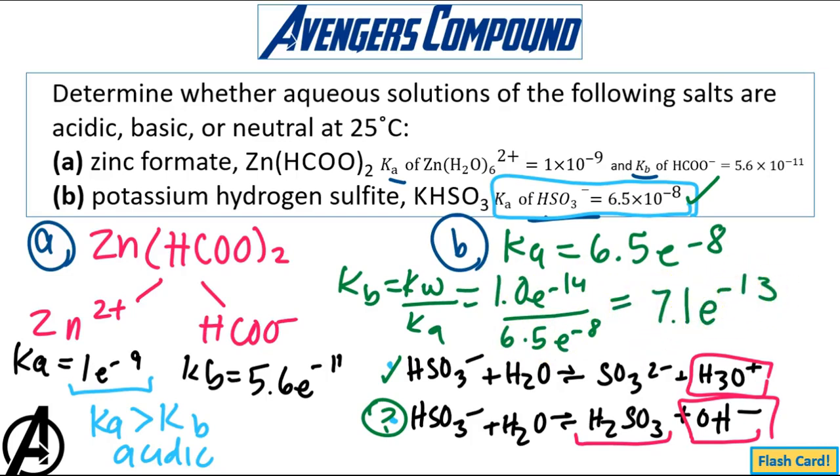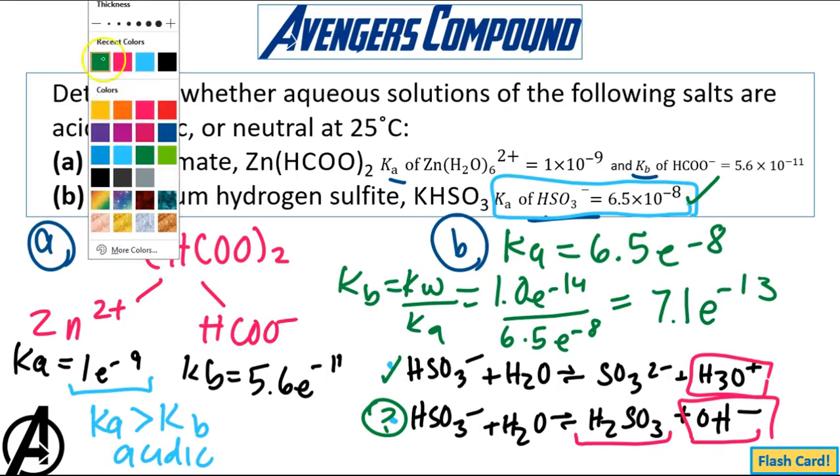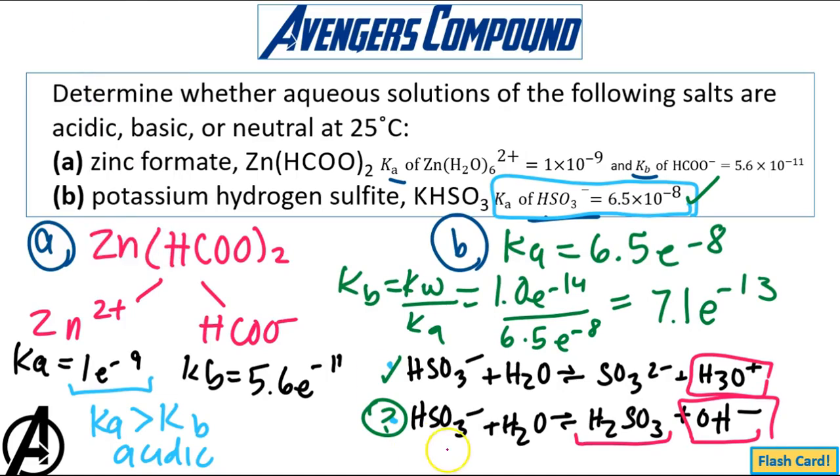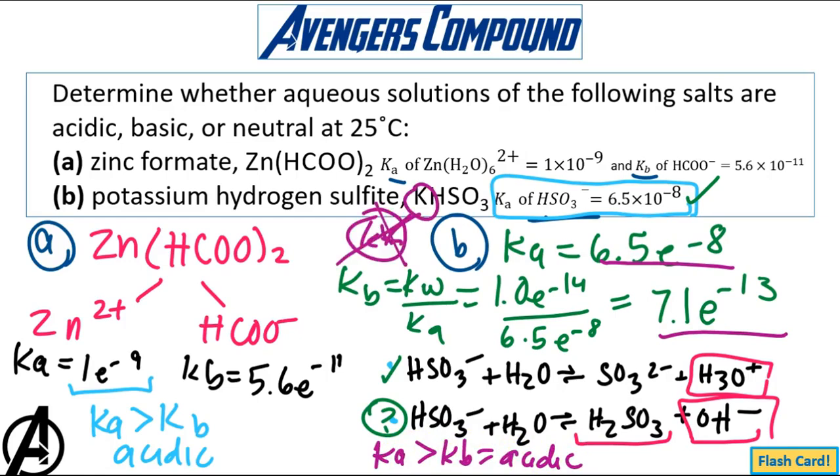And so which one is going to be bigger here? We have 6.5 times 10 to the negative 8, and we have 7.1 times 10 to the negative 13. So therefore, my Ka value is larger than my Kb value, and this solution is going to be acidic. So now that we've gotten to a couple of examples, you want to be able to layer the information with any type of salt that you are given. All right, let's move on to the next thing.